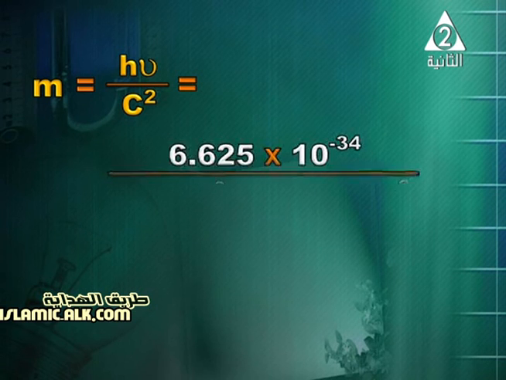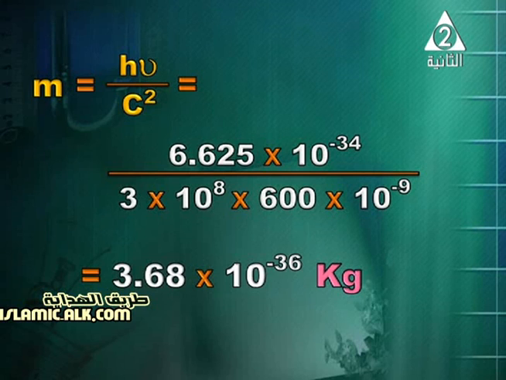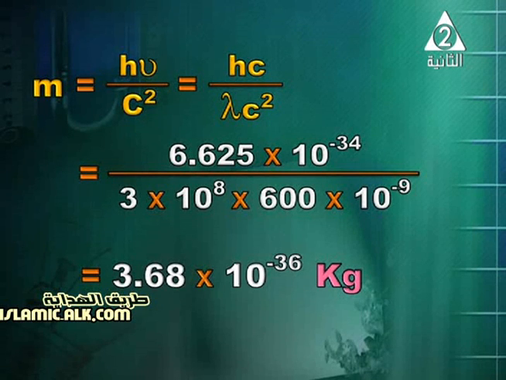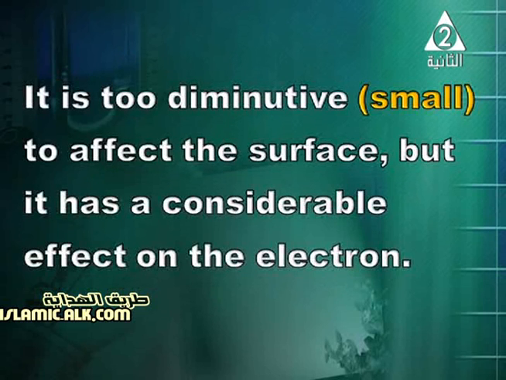And what about the mass of the photon? It is h nu over c squared. It is 6.625 times 10 to the power of negative 34. Why? Simply because nu is replaced by c over lambda, and one of the two c's is crossed out. So it is 6.625 times 10 to the power of negative 34 over 3 times 10 to the power of 8, and the wavelength 600 nanometer is converted into meter by multiplying by 10 to the power of negative 9. The mass is 3.68 times 10 to the power of negative 36 kilogram. Of course, the force is too small, too diminutive to affect the surface, but it has a considerable effect on the electron.